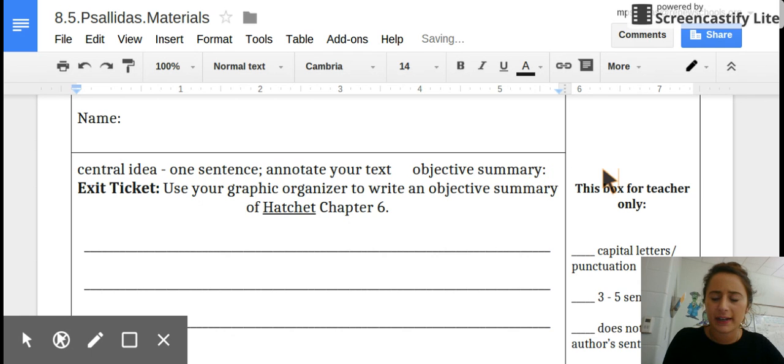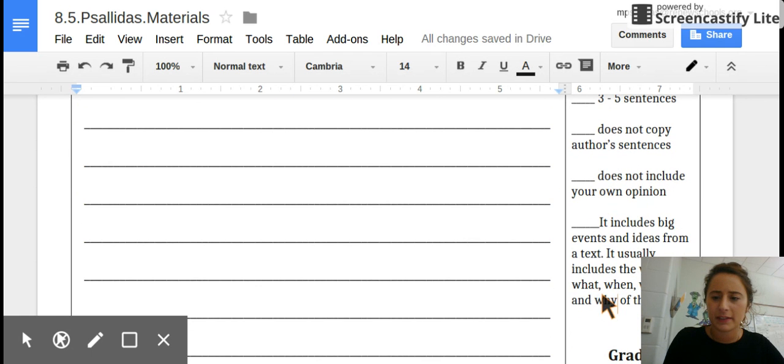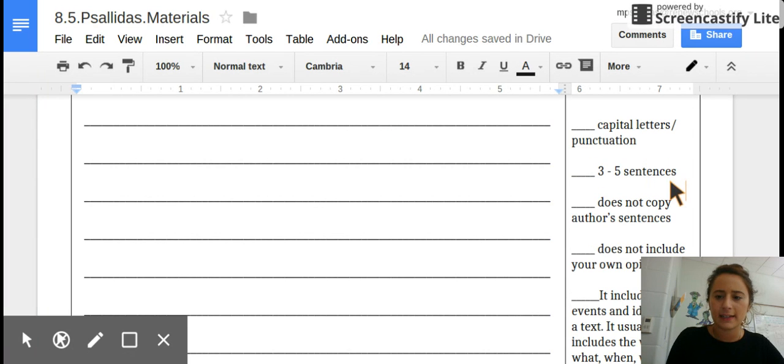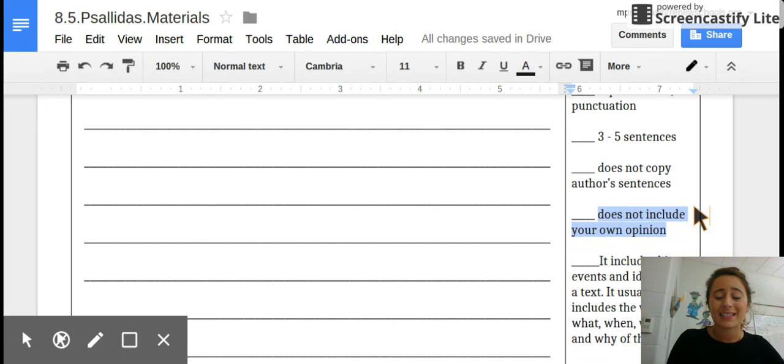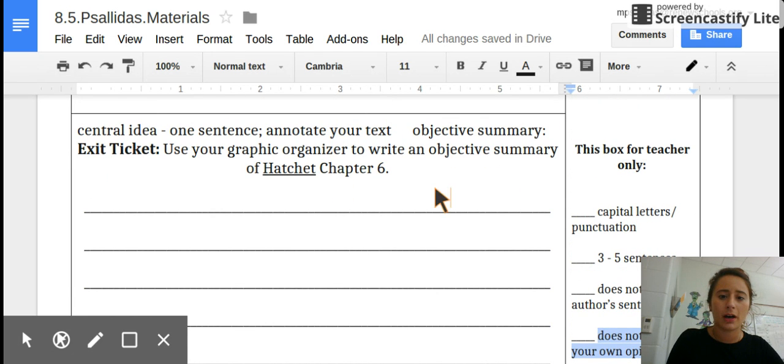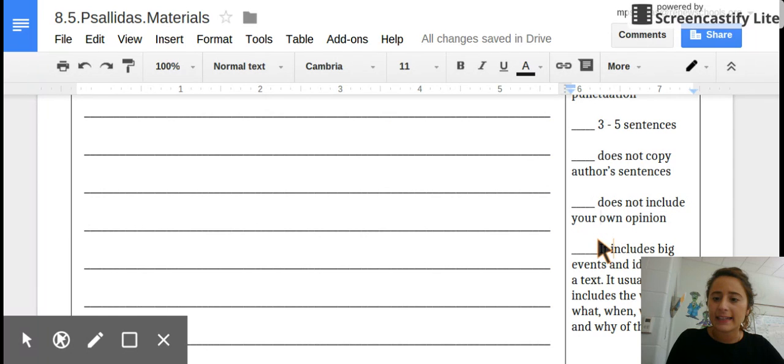you actually don't even need to write it down because this rubric right here on the side says all the important parts of an objective summary. It's 3 to 5 sentences. You do not copy anything the author said. And this is a big one, guys. Do not include your own opinion. So it will take points off here if you say Brian is very strong and brave and tough, because that's your opinion. I know we've been analyzing his character a lot, but those analyses do not belong in an objective summary. And then lastly, it has to include all big ideas and events, the 5 W's and big ideas.